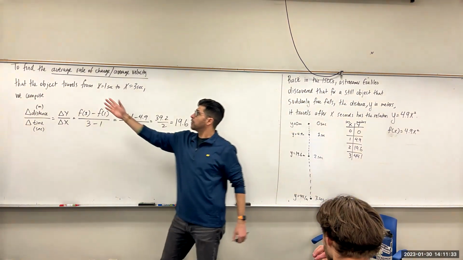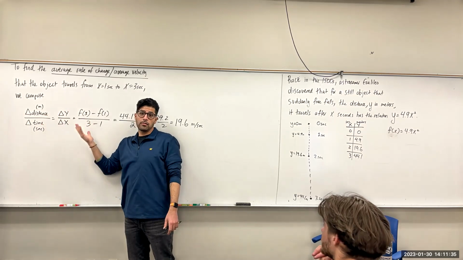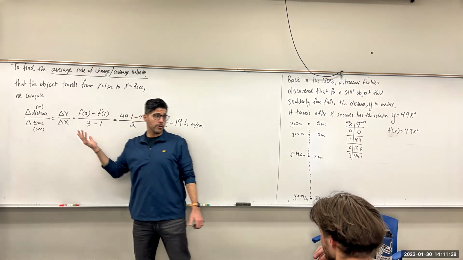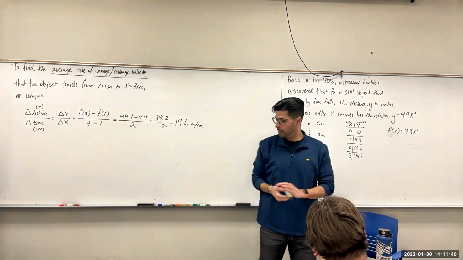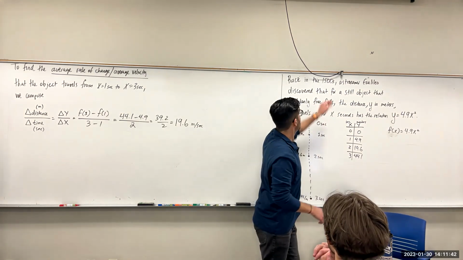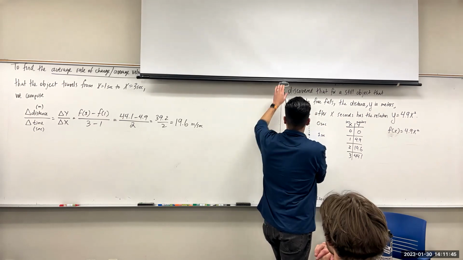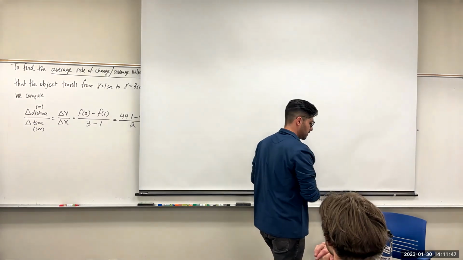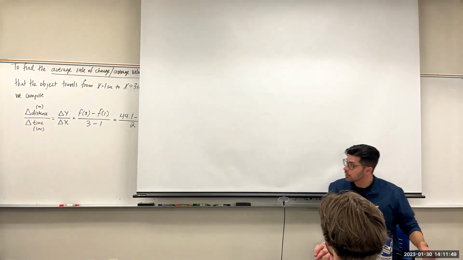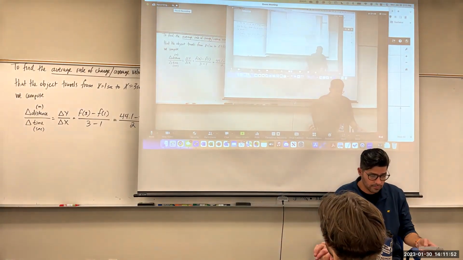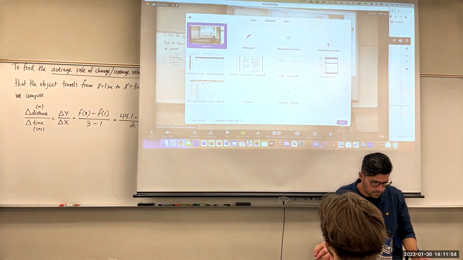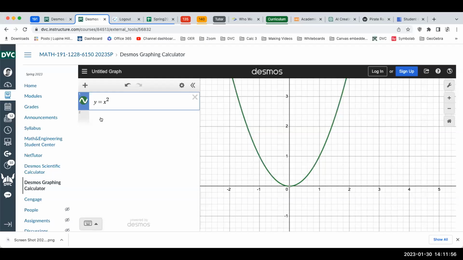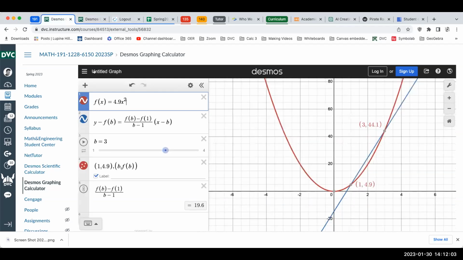So notice that to find this average rate of change, it looks very similar to what we were doing when finding slope. So let me show you guys that that's not an accident. That looks like the slope of something. So let's see what it's the slope of. Let me get rid of all this.